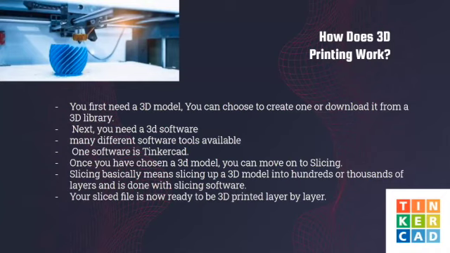After that, you can move on to slicing your 3D model. Slicing basically means slicing up a 3D model into hundreds or thousands of layers, and when your file is sliced, you can finally print it. You can give this file to a printer with a USB SD card or Wi-Fi. Then you can print it layer by layer. This may take a long time and it may fail because sometimes your leveling is not right and things like that. I'll also talk about this in other classes.